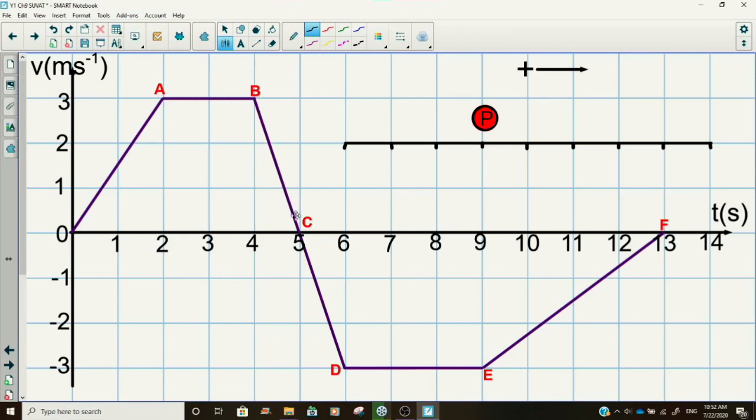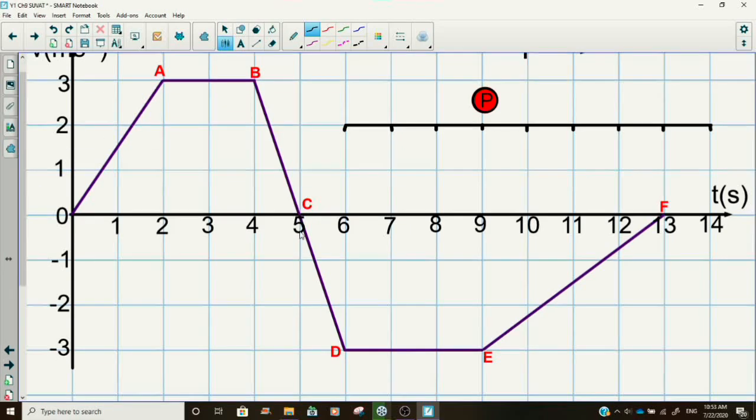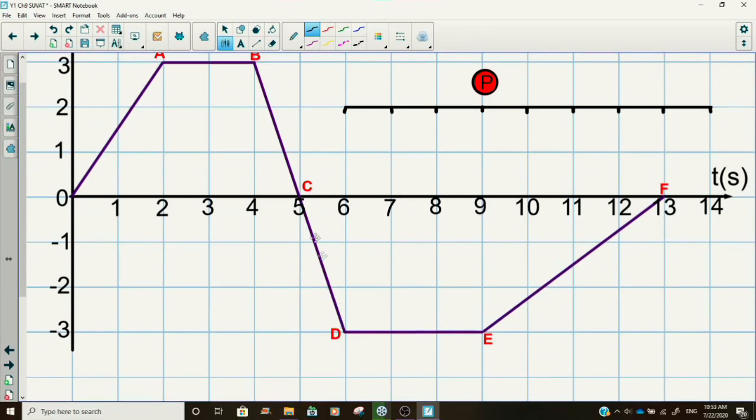From B to C, they're still traveling away from the origin, but they're slowing down. The velocity is decreasing, but it's still positive. So all of this journey from 0 to C, they're traveling away from the starting point in the same direction. At point C, they actually have a velocity of 0, so they come to a full stop. Now, from C to D, they are now traveling with a negative velocity, so they're heading back in the opposite direction to the way they started, heading back towards the starting point. After 6 seconds, they have a constant velocity of -3 meters per second.